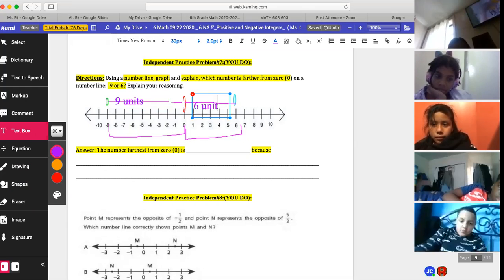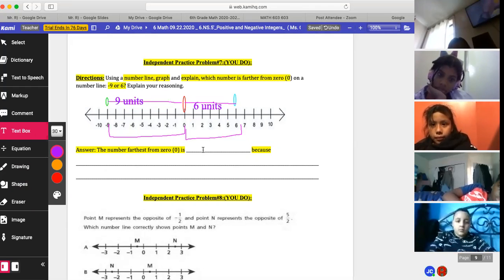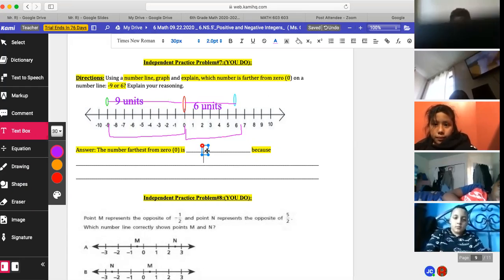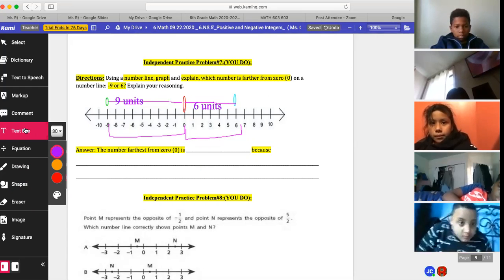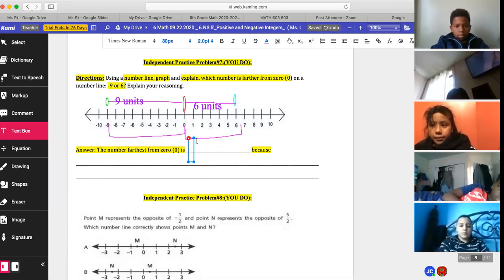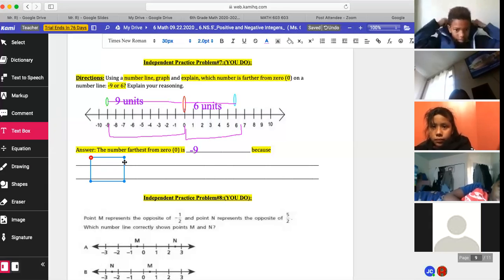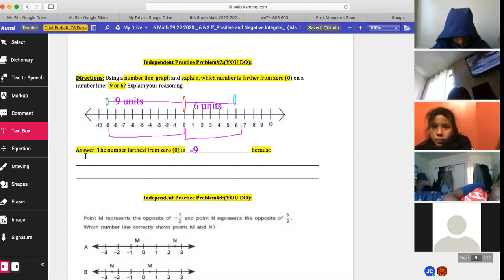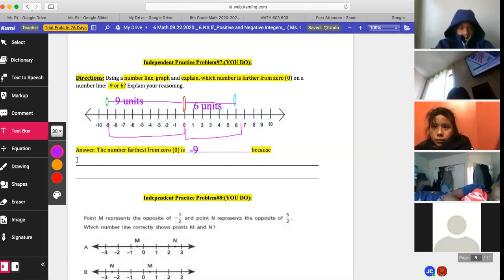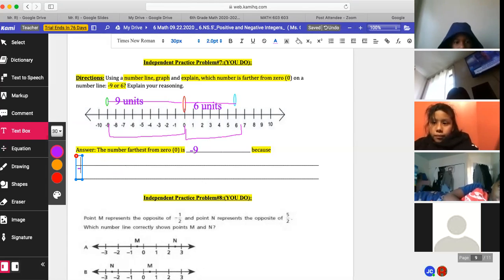Why is 9 units the farthest away from 0? Because why? Because it's going to the left. No. Is that really the reason? Think about this. It's 9 units or 6 units. Which one is farther? 9 units. Why?